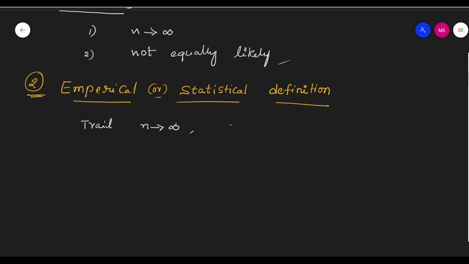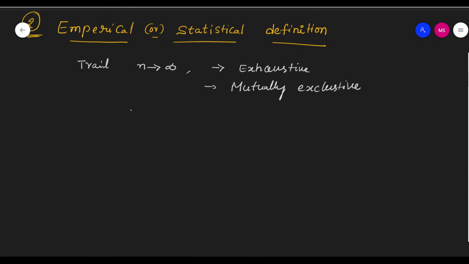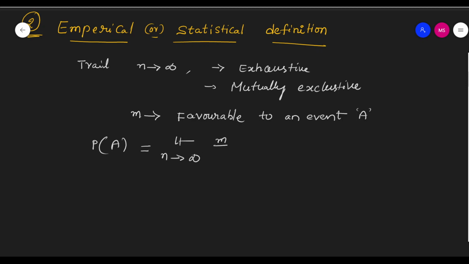Okay, the n events are exhaustive and mutually exclusive, and among them m are favorable to an event A. Then the probability of occurrence of A is defined as P of A is equal to the limit as n tends to infinity of m by n, and simply you can take the limit.